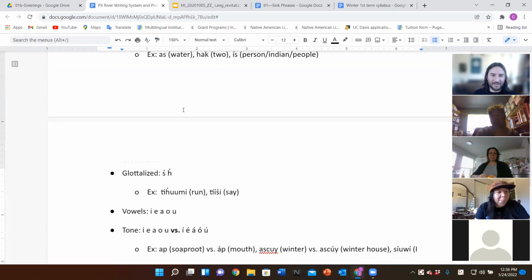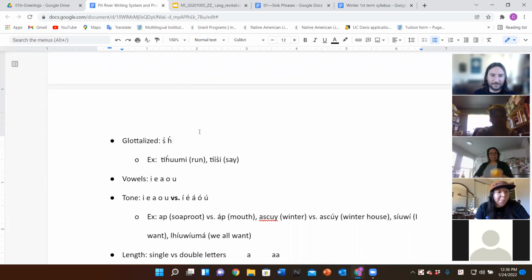All right. And then we also have the glottal versions of this. So the glottal S, it's kind of the same thing. So this would be like DC. This word right here, DC. That's like to say.